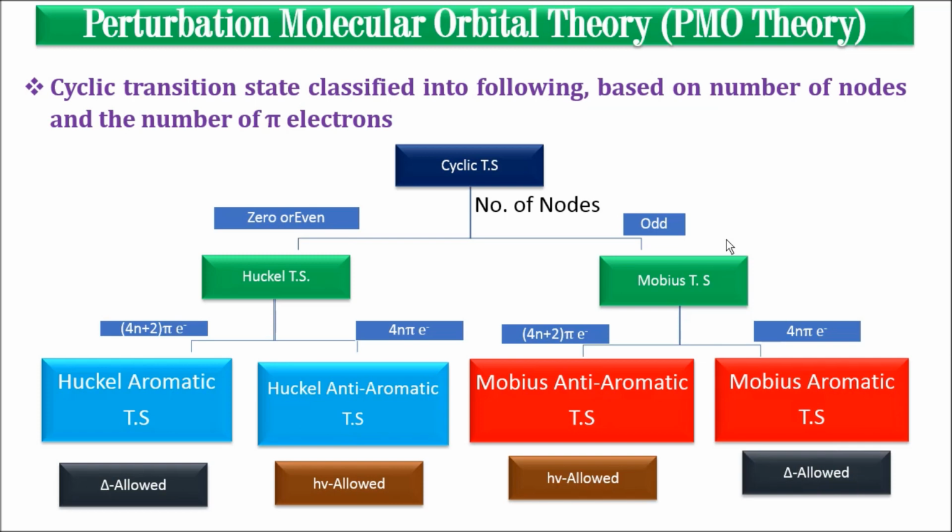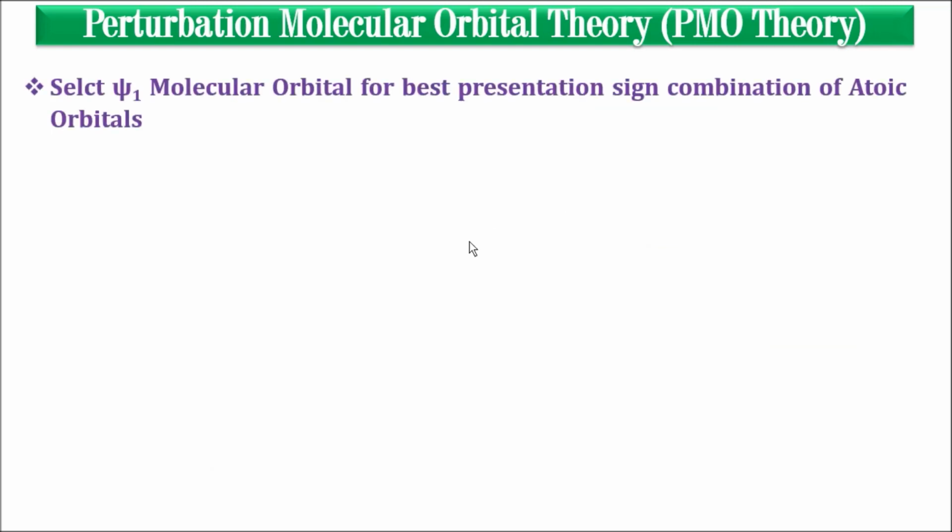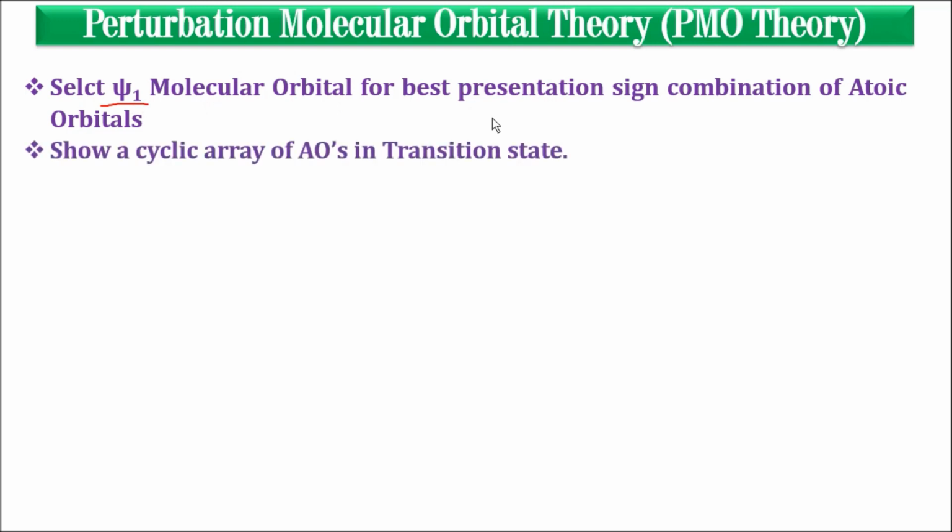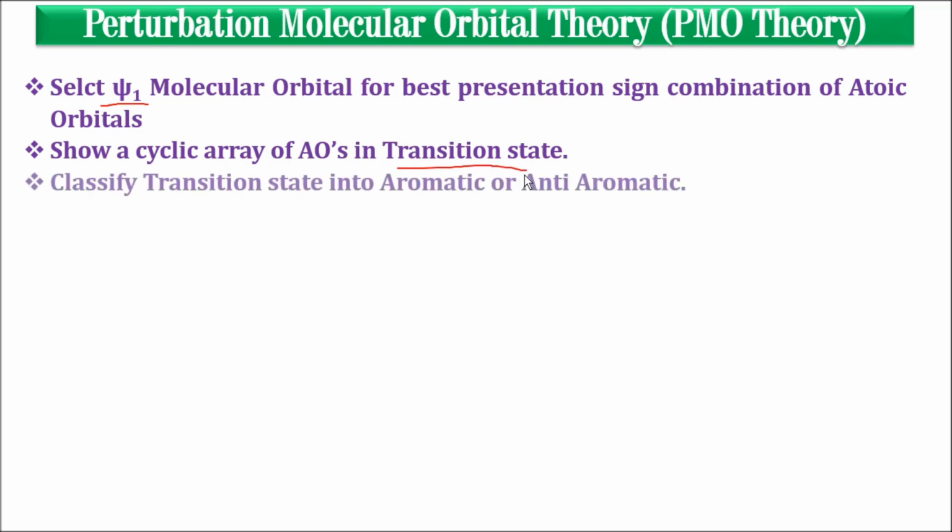Okay friends, simply what you have to do is first select the psi 1 molecular orbital. We select the psi 1 molecular orbital because it is very easy to represent. Then we have to show the cyclic array of atomic orbitals in the transition state. That means we select the transition state, then classify the transition state as aromatic or anti-aromatic. How are you going to classify that?